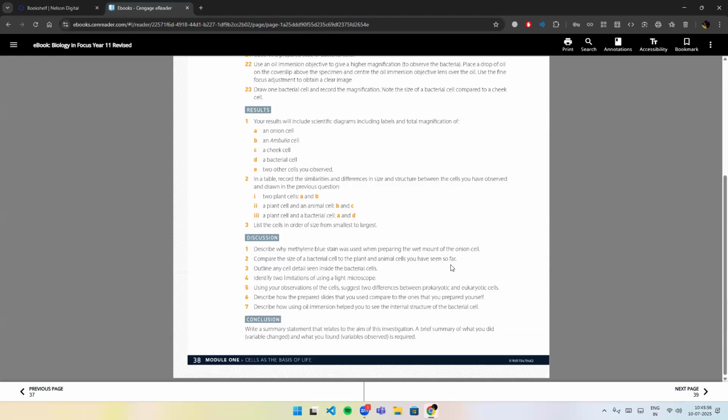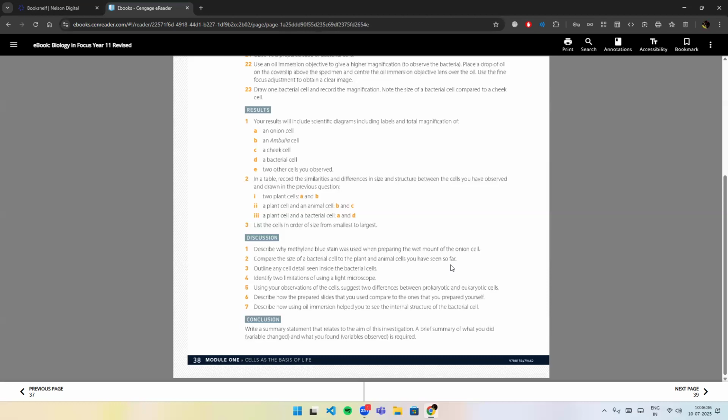Discussion. Describe why methylene blue stain was used when preparing the wet mount of the onion cell. Compare the size of a bacterial cell to the plant and animal cells you have seen so far. Outline any cell details seen inside the bacterial cells. Identify two limitations of using a light microscope. Using your observations of the cells, suggest two differences between prokaryotic and eukaryotic cells. Describe how the prepared slides that you used compare to the ones that you prepared yourself. Describe how using oil immersion helped you to see the internal structure of the bacterial cell.